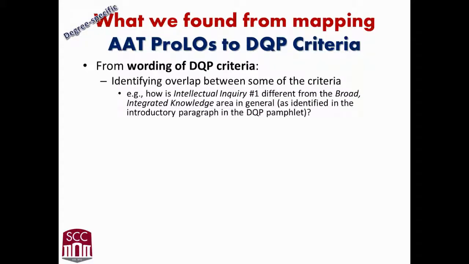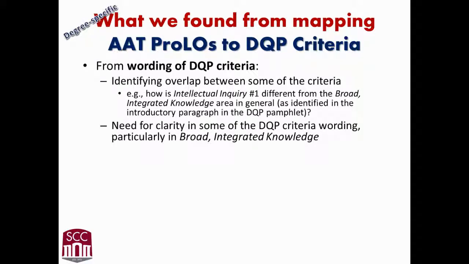For example, how is the first intellectual inquiry criteria of analytical inquiry different from the broad integrative knowledge area in general? We also felt that there was some need for clarity in some of the DQP criteria wording, particularly in the area of broad integrated knowledge. For example, we had difficulty with the words problem and debates as we were mapping the arts courses, although we were sure that our arts courses met the criteria.